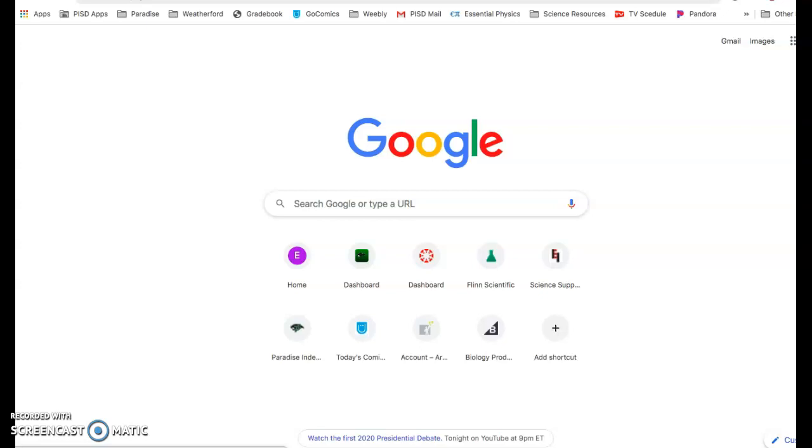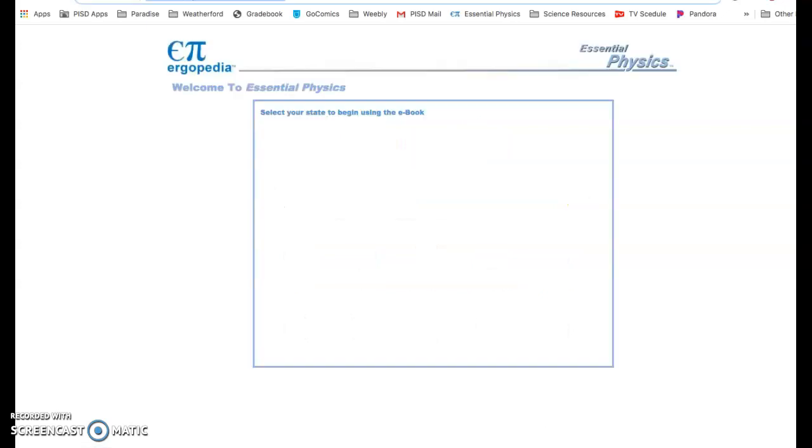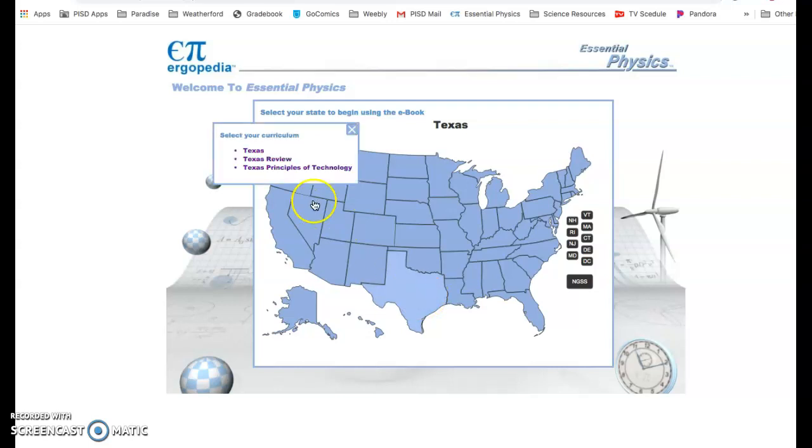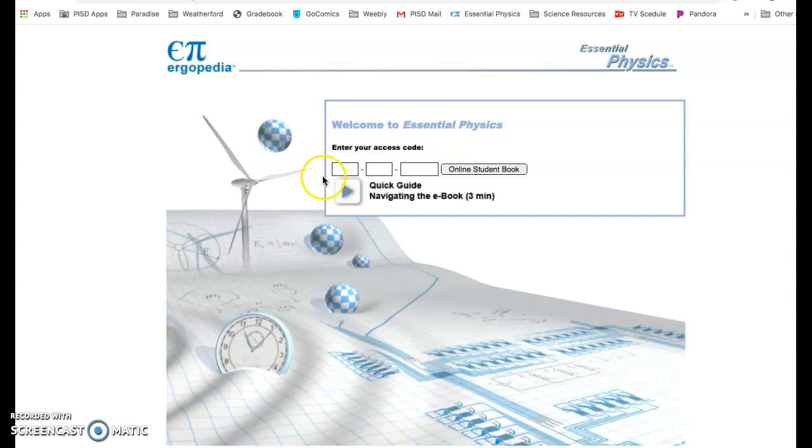I don't know why it's not going there. Okay, and it'll say click on your state, and I'm going to click on Texas. The little box comes up. I click on Texas again, and I will put in my code, 742-098-4543. I think that's correct. Yes, okay. And then you click on Online Student Book.